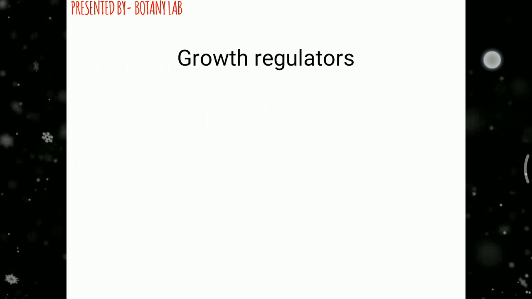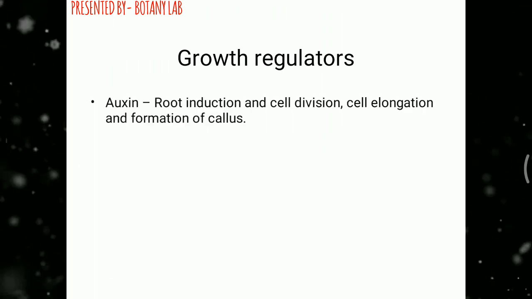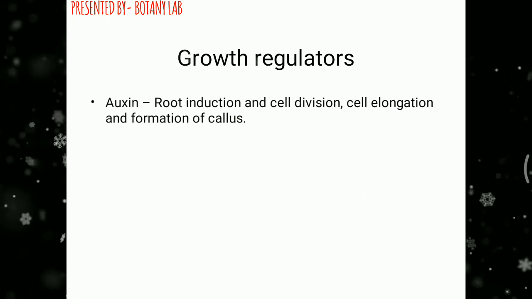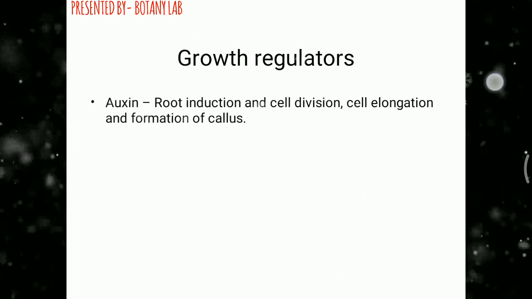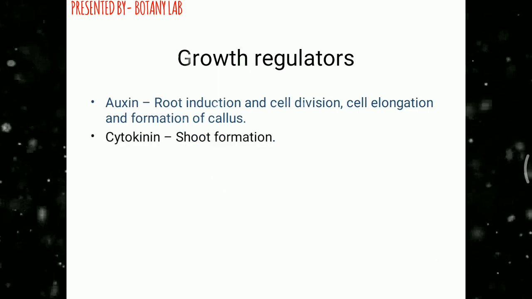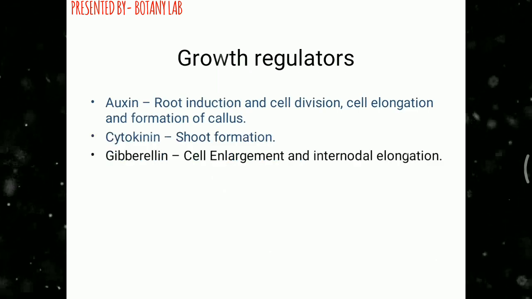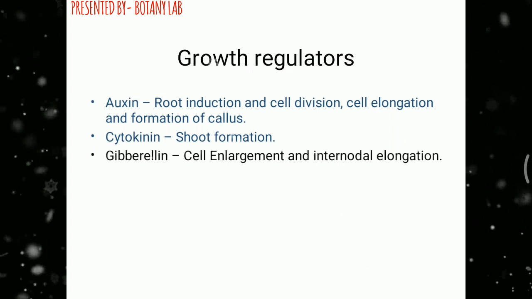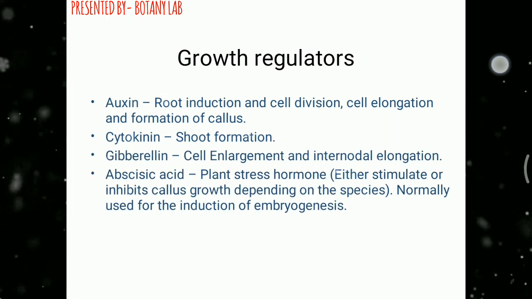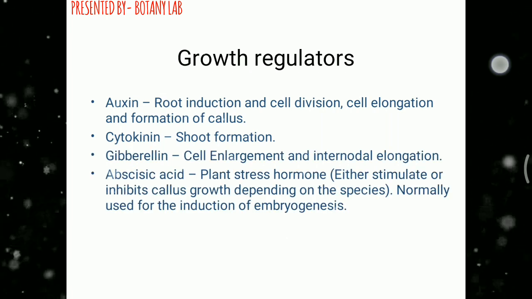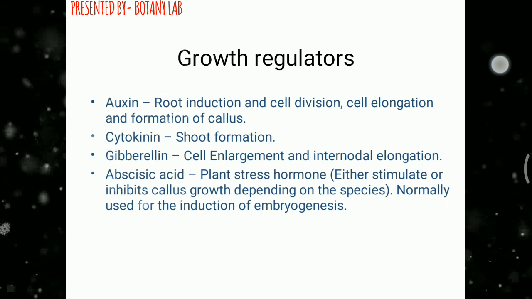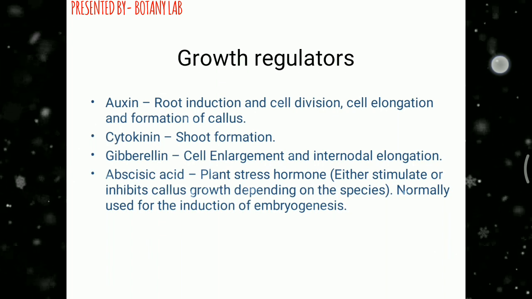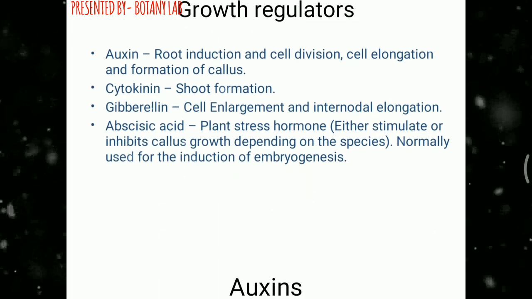Now the growth regulators or growth hormones. First of all, auxin. It is used for root induction, cell division, cell elongation and formation of calyx. Cytokinin is used for shoot formation. Gibberellin is used for cell enlargement and internodal elongation. Abscisic acid, a plant stress hormone, either stimulates or inhibits callus growth depending on the species, and is normally used for the induction of embryogenesis.